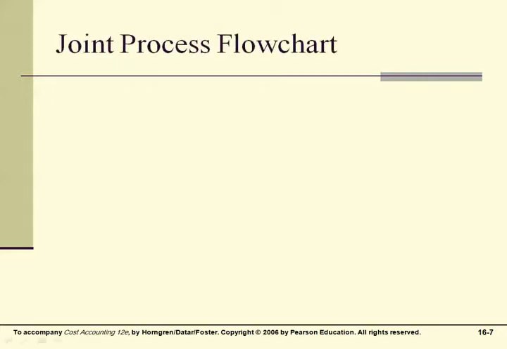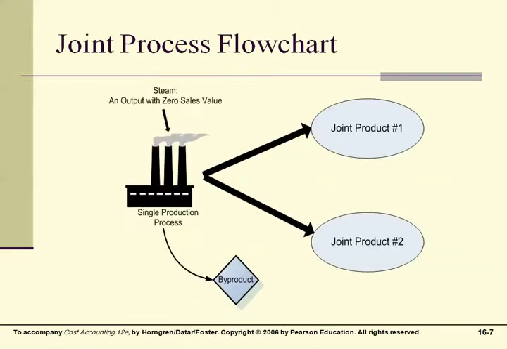Joint process flowchart. Here, a single production process can result in steam, an output with zero sales value. This is not a product. And it also results in joint product number 1 and joint product number 2, and we may also have a byproduct.